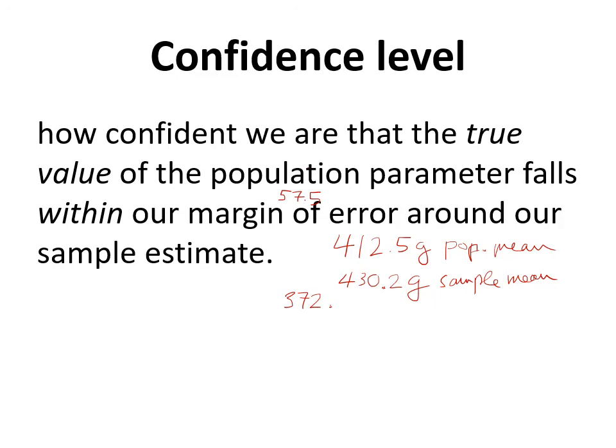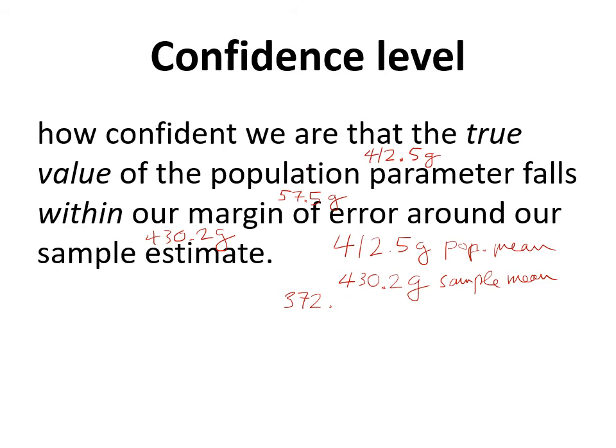So our sample estimate was 430.2 grams. And so our true value of the population parameter is 412.5, which often you don't know, but sometimes you can. And so it's useful to think about those cases when you could know, to help understand how things like the central limit theorem get created. Anyway, let's come back to this.